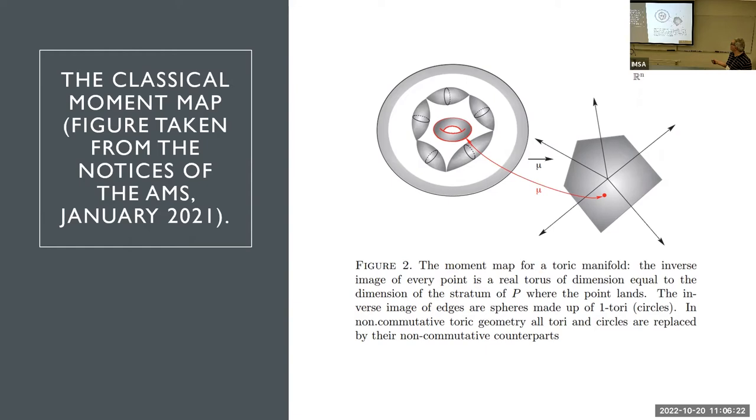We have the image of the moment map, this polytope, and typically the inverse image of a point will be a real torus, and the real torus will be of various dimensions corresponding to the dimension of the facet, the stratification of the facets of the polytope. In this case, at the edges you'll get circles, and at the vertices you'll get points. So you'll get tori of various dimensions for the classical moment map. And this is a classical picture. You get real tori, you have a complex torus acting on the whole thing, and it's an equivariant compactification.